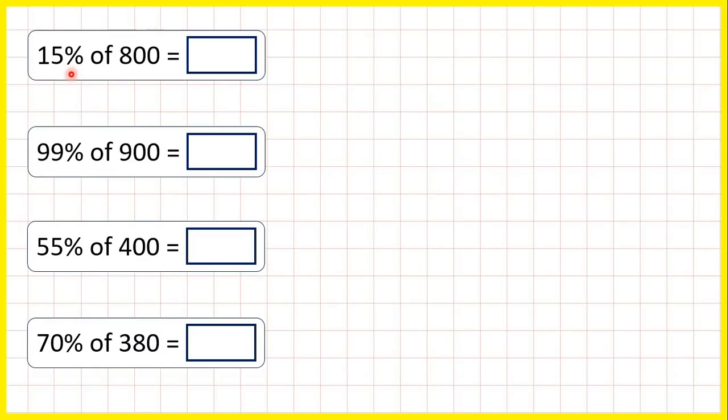Now we need to find a percentage of a number, but rather than dividing by 100 and then multiplying by the percentage, we're going to try to use more efficient methods. So first, we need to find 15% of 800.